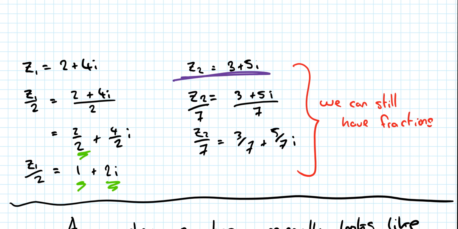So for example, I have z2 is equal to 3 plus 5i here. And I'm going to divide it by 7 to get 1/7 of z2. Well, 3 divided by 7 doesn't go in evenly, but that's okay to have 3/7. And 5 divided by 7 is 5/7. It's okay, that's fine having fractions there because 3/7 and 5/7 are real numbers.